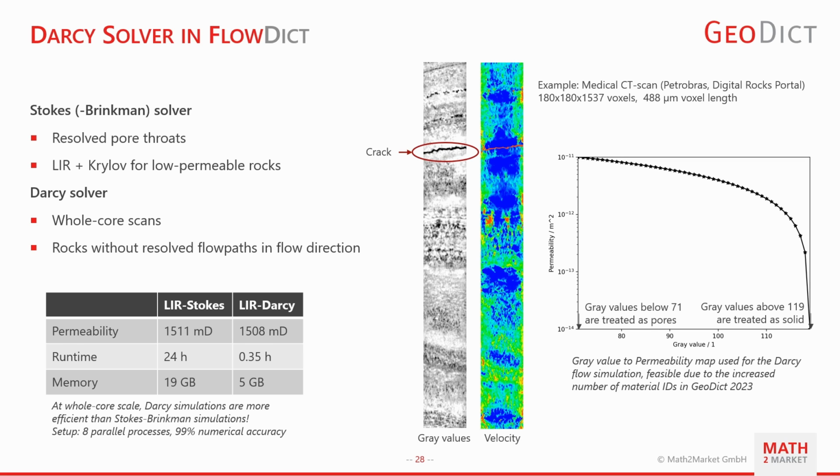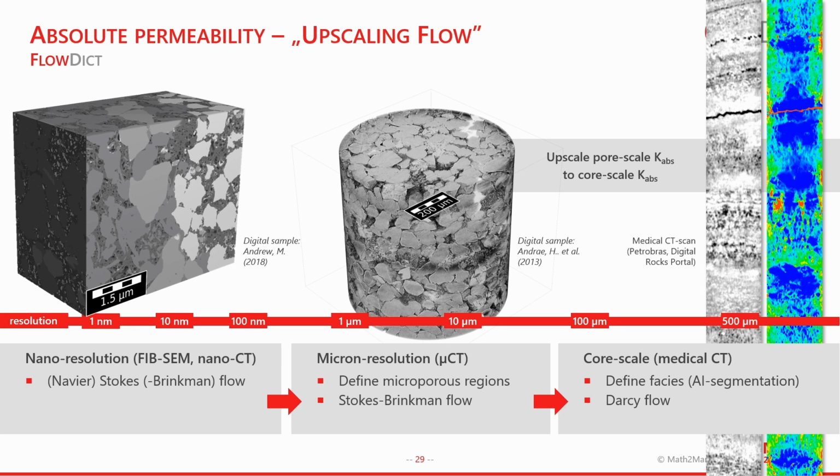And we have run the setup with both methods. The permeability results are the same within the given accuracy, but clearly the Darcy solver is by far more efficient for this kind of setup, so it's favorable a lot. In other words, we have enabled whole core computations for absolute permeability prediction.